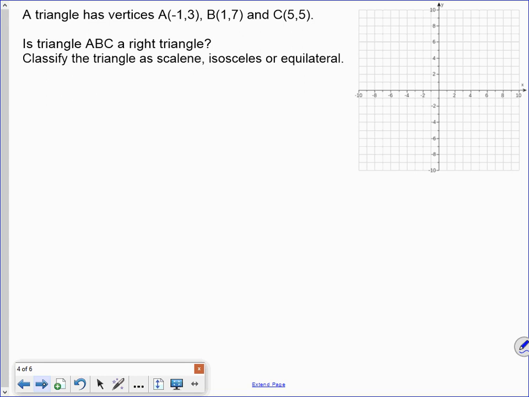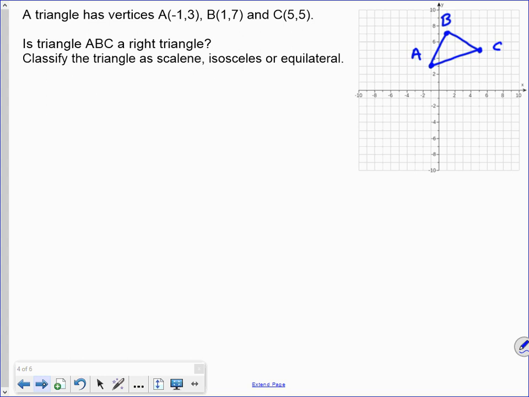A good place to start in a question like this is to sketch a little picture of what the triangle looks like. So let's plot our vertices here. We've got a vertex at (-1, 3), so that's going to be point A right there. B is at (1, 7), so I'm going to put B up there. And C is at (5, 5), which is going to be right there. So I'm just going to draw my triangle A, B, and C. Now, I'm not going to classify it based on the diagram. The diagram is just there to help me visualize the situation.